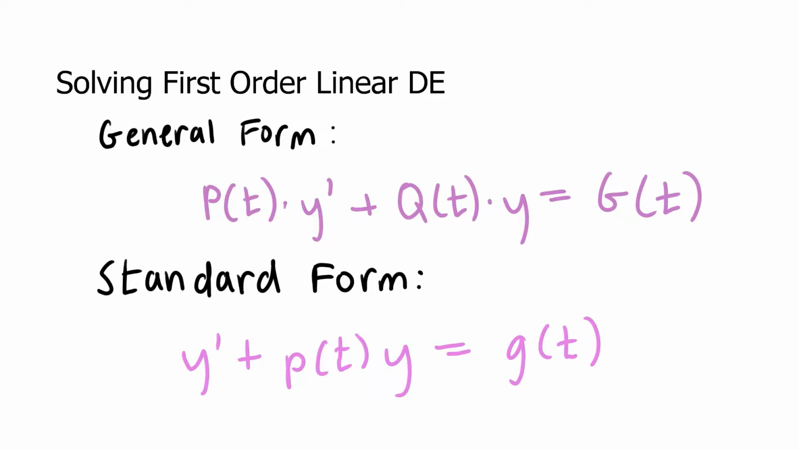Now the important thing to note about solving first order linear differential equations is that each equation has a general form and a standard form. This is the general form. Every first order linear DE is going to be some form of this, which is big P(t) times y' plus q(t) y equals g(t). And the standard form is y' plus little p(t) y equals little g(t).